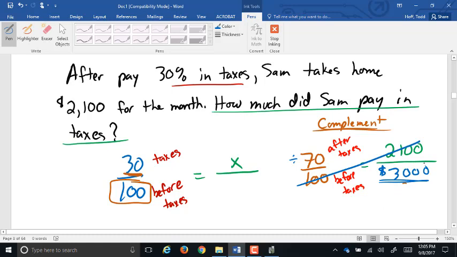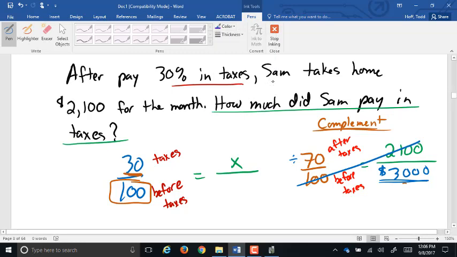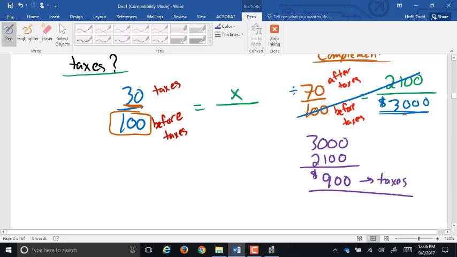Is that what we're looking for? No, we need to know how much she paid in taxes. So we still have to subtract the before tax minus the after tax. $900 went to taxes. So these percent problems can get very complex. Now we're going to circle around in the next unit and we'll talk about percent problems more again later.